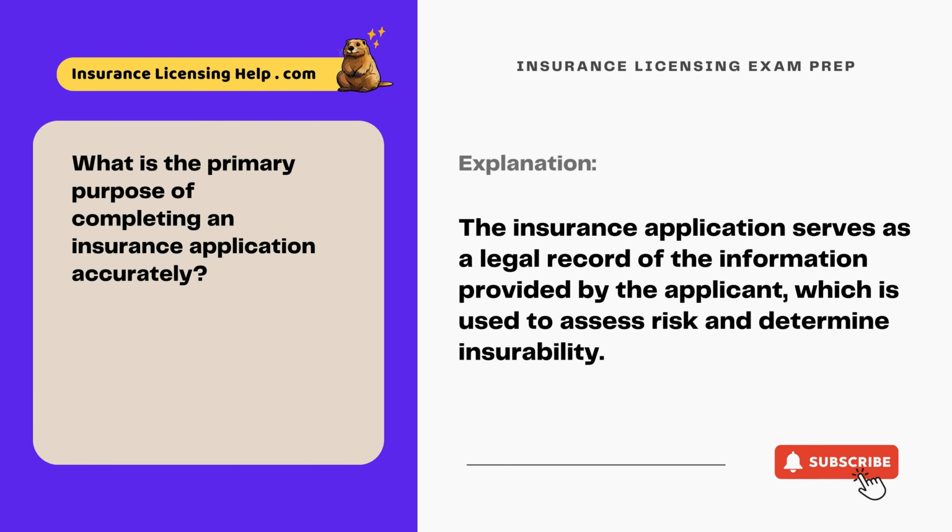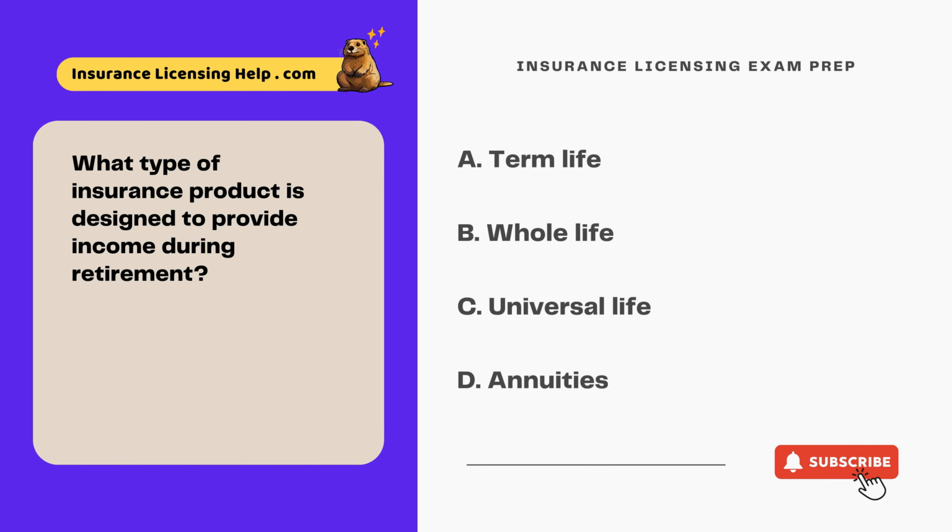The insurance application serves as a legal record of the information provided by the applicant, which is used to assess risk and determine insurability. What type of insurance product is designed to provide income during retirement? A. Term life. B. Whole life. C. Universal life. D. Annuities.